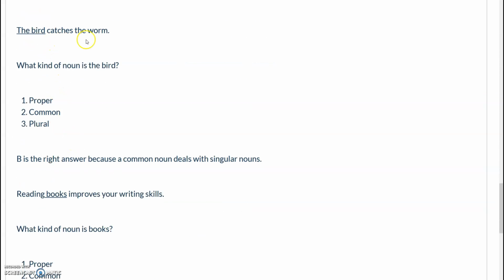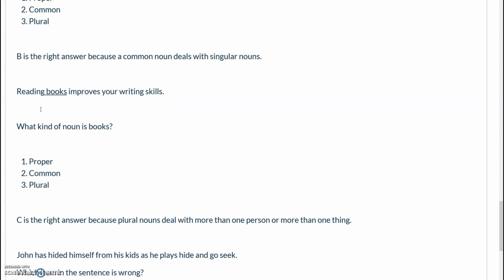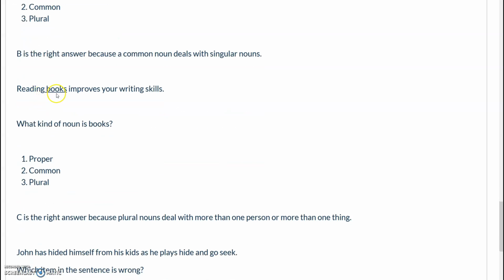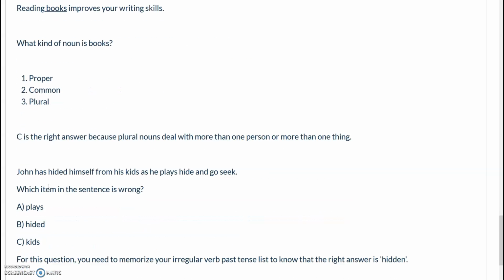The bird catches the worm. And so once again, you have to know the difference between a proper noun, a common noun, and a plural noun. In this case, it's the common noun because the bird is a person, place, or thing. In this case, it's an animal. And so B is the right answer. What kind of noun is books? So you have more than one book. So therefore, it is a plural noun, more than one.